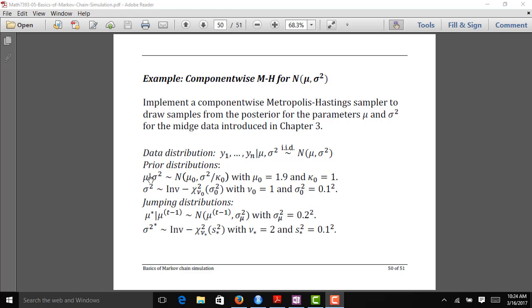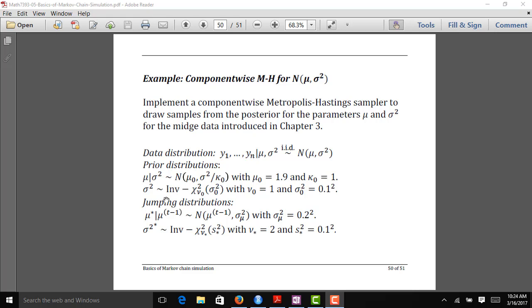So the conditional prior distribution for mu given sigma squared is going to be normal with a mean of mu naught and a variance of sigma squared over kappa naught. And we're going to set mu naught equal to 1.9, kappa naught equal to 1. Sigma squared has an inverse chi-square distribution with nu naught degrees of freedom, and sigma naught is the scale, with nu naught equal to 1 and sigma naught squared equal to 0.1 squared. So we have our two prior distributions.